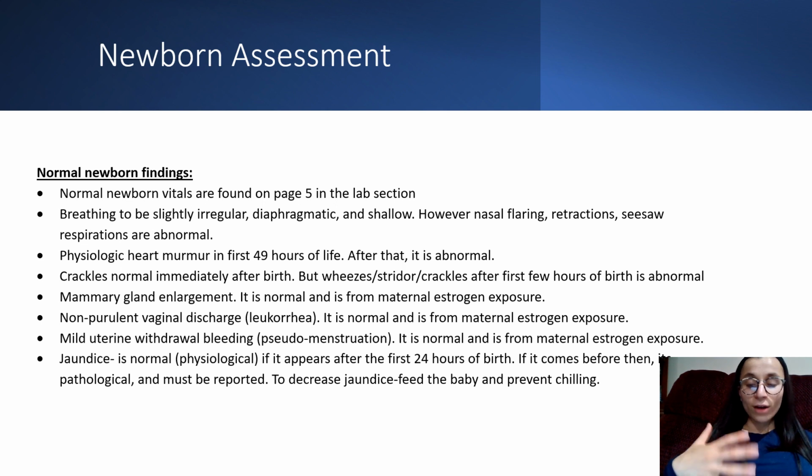After the baby comes out, crackles are normal because of fluid, but wheezing and stridor are abnormal. Mammary gland enlargement is normal. It's from the high exposure to estrogen from the mom. Non-purulent vaginal discharge is normal. Mild uterine withdrawal bleeding is normal. And jaundice. If jaundice happens after 24 hours after birth, then it becomes pathological and it's not normal. You could feed them and help them that way.